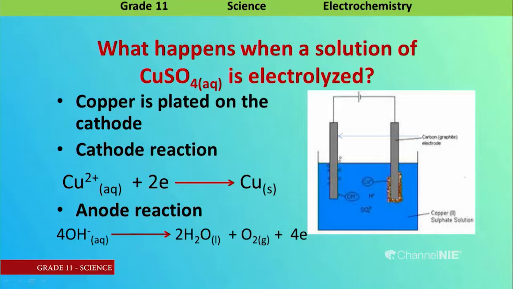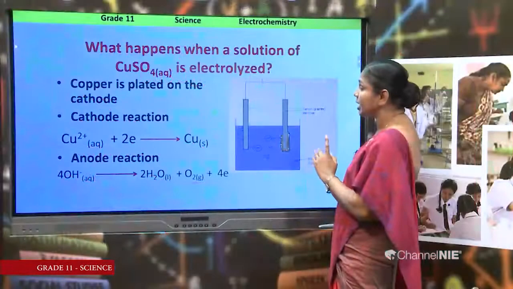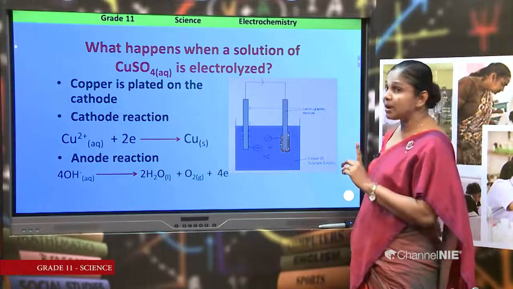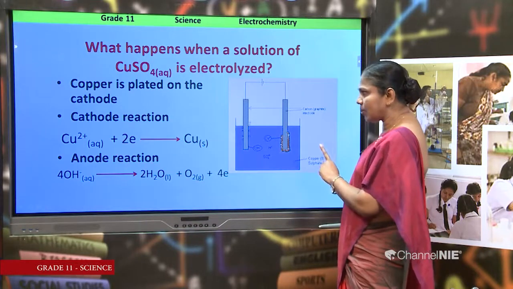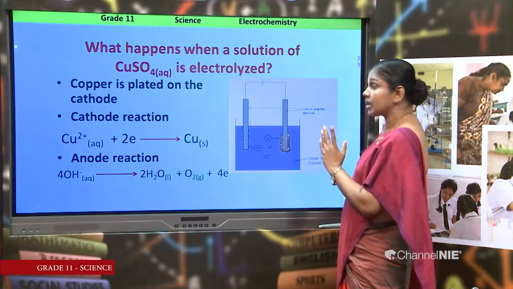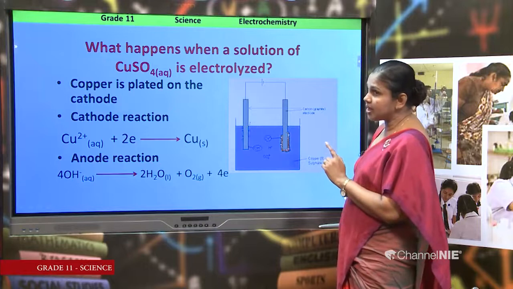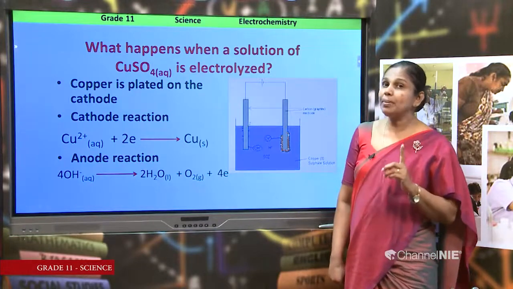Then what happens at the cathode? Copper ions available in the solution are attracted towards the cathode and receive electrons from the cathode and become copper metal atoms. As copper atoms are formed at the cathode, the cathode is plated by a metallic layer of copper. That's why we observe the cathode turns reddish brown color because of the formation of the copper metal there.